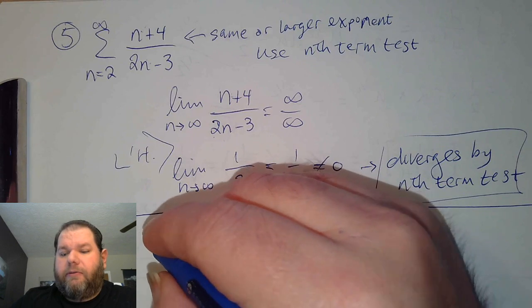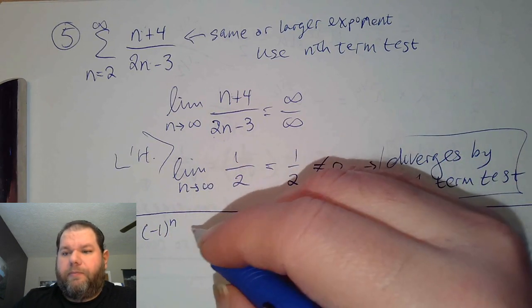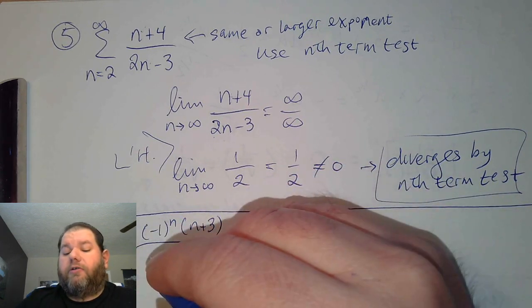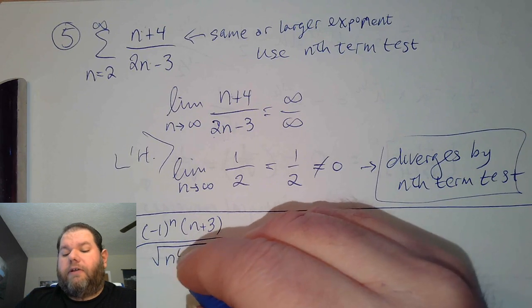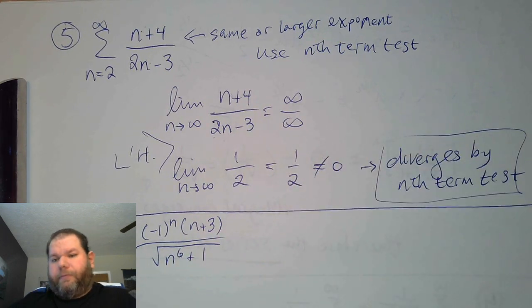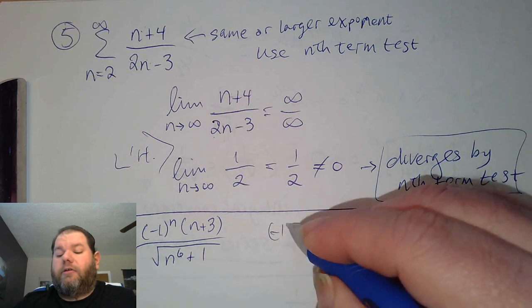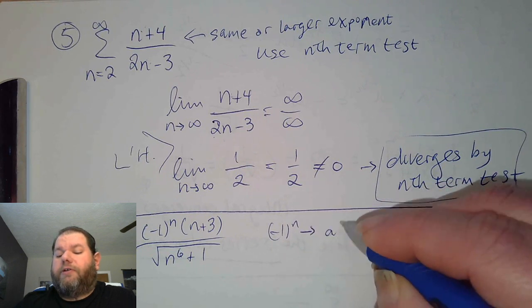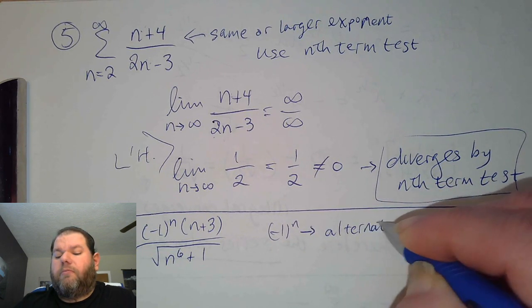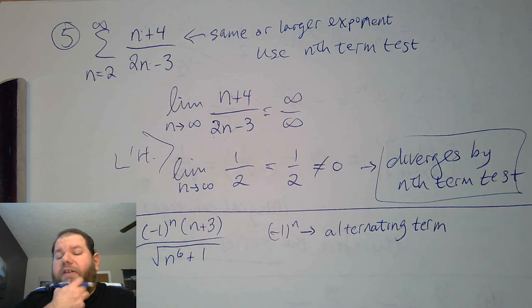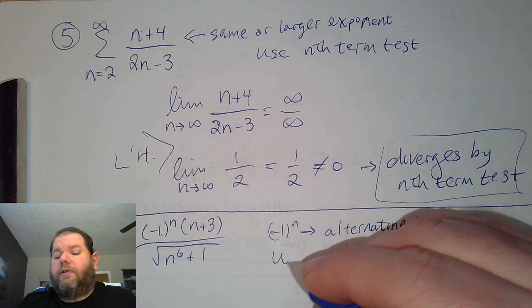Alright, number 6, we have -1 to the nth power, times n plus 3, divided by the square root of n to the 6 plus 1. Now, because we have -1 to the n, this is our alternating term. So, in this case, we can use an alternating series test.